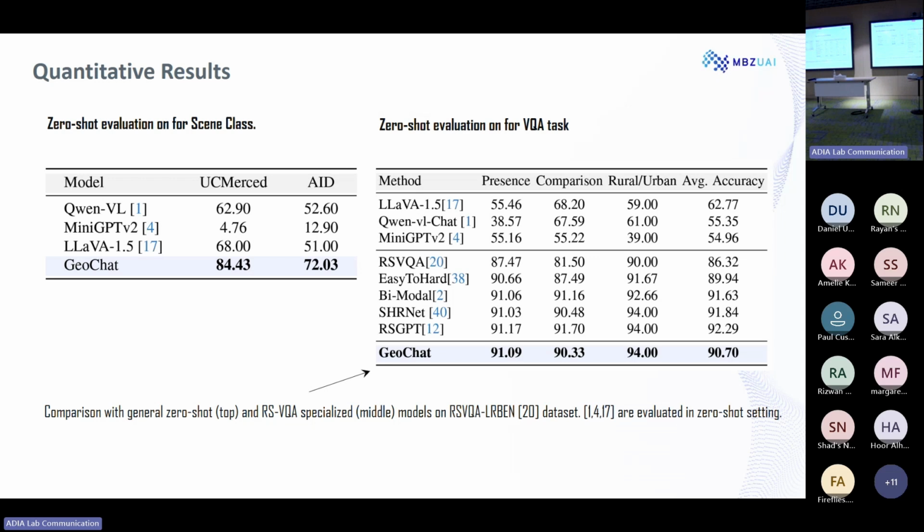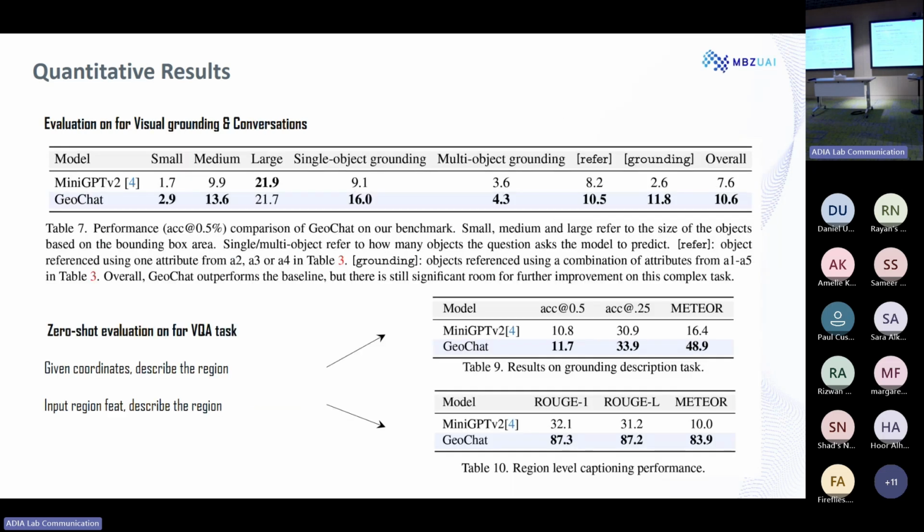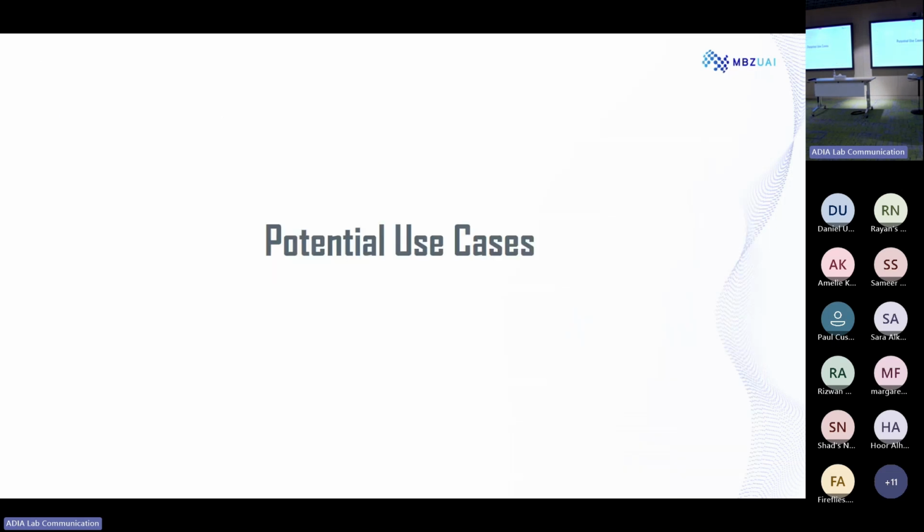We evaluated our model on different zero-shot scenarios, like scene classification and the weak way task, and we achieved state-of-the-art performance in these benchmarks. These were also our results on our benchmark. This was the first work which can do this kind of visual grounding, and we were better than the baseline.